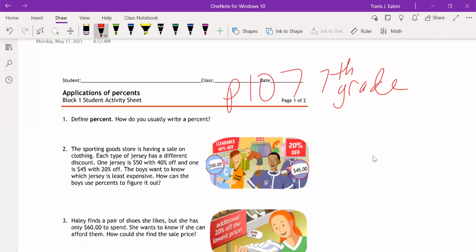All right, so we're starting a unit on percents. Topic 4, block 1, applications of percents. So first of all, let's define what a percent is.